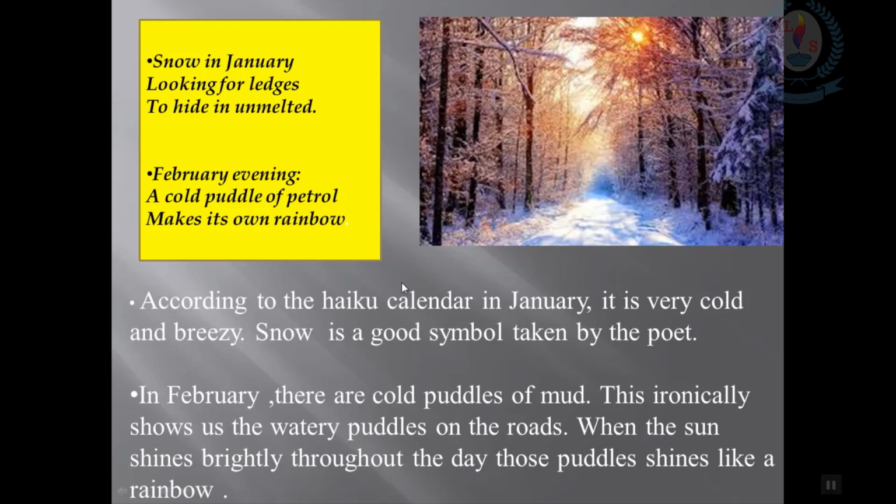Now we'll see what happens in February. In February, there are cold puddles of mud. This ironically shows us the watery puddles on the roads. Now after the rain, we can see some of the watery puddles on the roads. Now the poet takes it as a visual imagination. When the sun shines brightly throughout the day, those puddles shine like a rainbow.